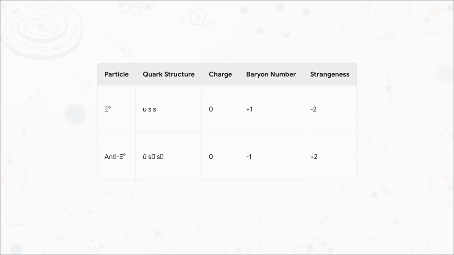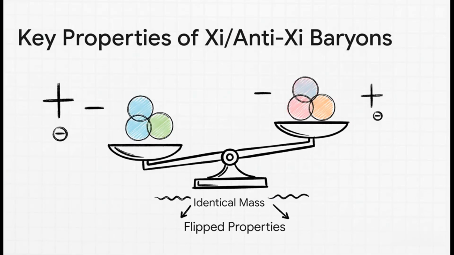This table really lays it all out, doesn't it? It makes those mirror properties super clear. So you've got the regular Ξ0 baryon that's made of 1 up quark and 2 strange quarks. And then look at its antimatter twin, the anti-Ξ0. It's built from 1 anti-up and 2 anti-strange antiquarks. A perfect flip. And just look at how those core quantum numbers totally invert. The baryon number, which is basically a way physicists keep score of matter, flips from +1 to -1. And then strangeness, which you guessed it, keeps track of strange quarks, flips from -2 to +2. It's just a perfect symmetrical inversion. So here's the really crucial point.